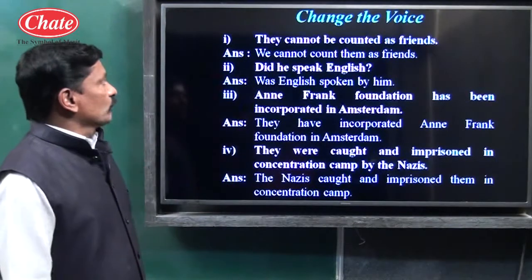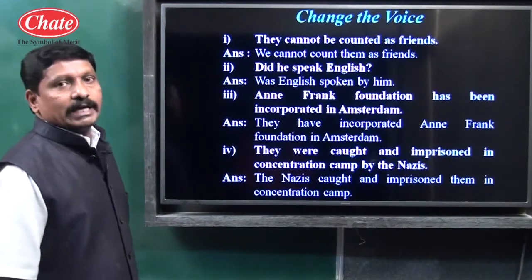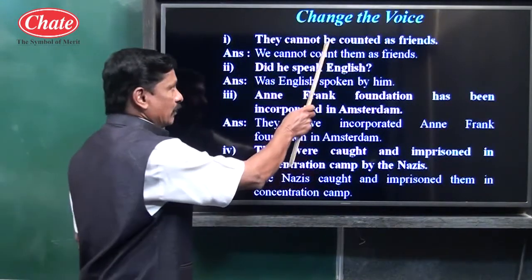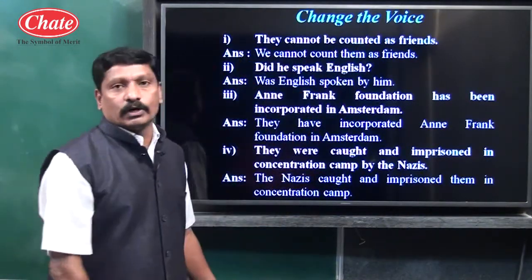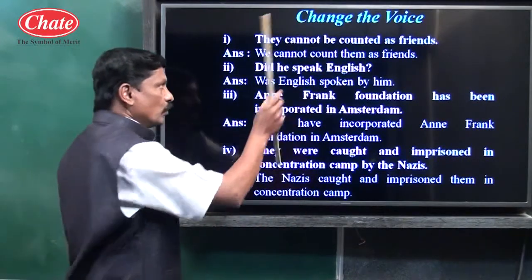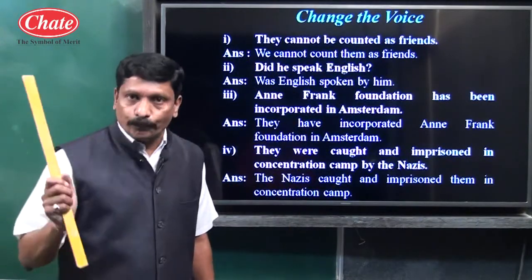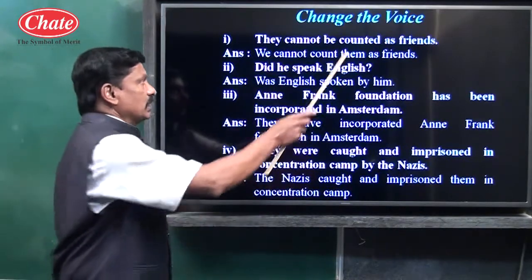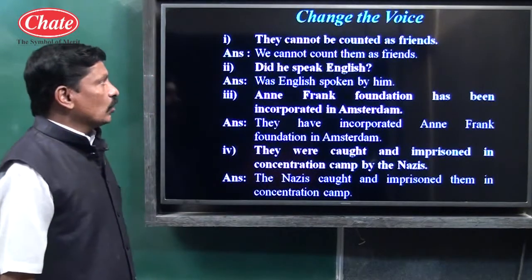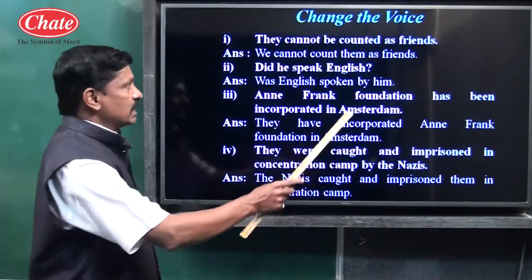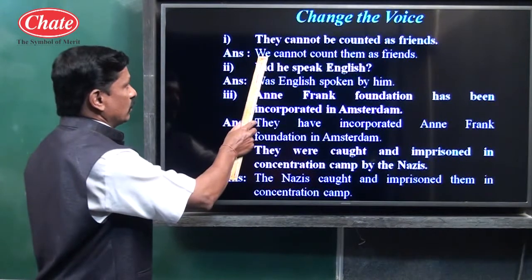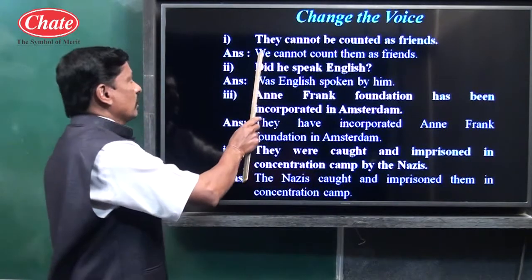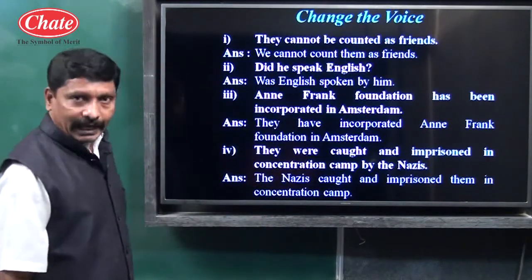See once again, they cannot be counted as friends. This is a passive voice structure because after the be word, the third form of verb has been given. After be, counted is the past participle form, the third form of verb. So the given example is in passive voice. The subject has not been given, so we can use any subject. We cannot count them. They cannot. Otherwise, I cannot count them as friends.